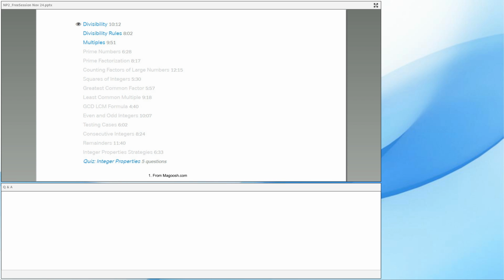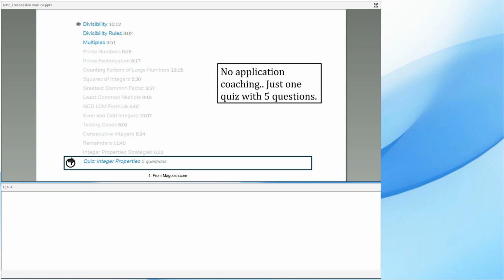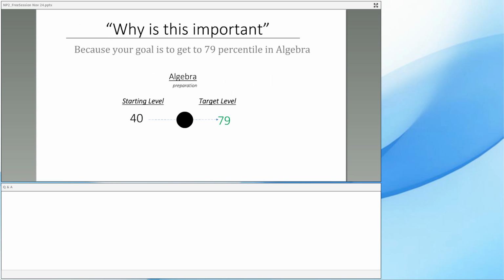When you look at the Magoosh offering, again, you see there's no application file. There's no feedback over here. You have one quiz towards the end, and this quiz is actually common to not just divisibility, but also to prime numbers, also to GCD and LCM. Again, there's no score that comes over here. The intent is not to give you feedback.